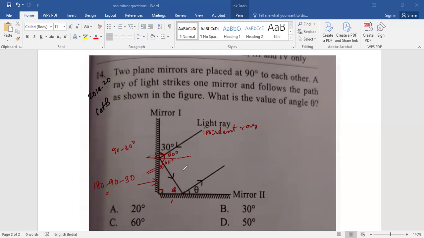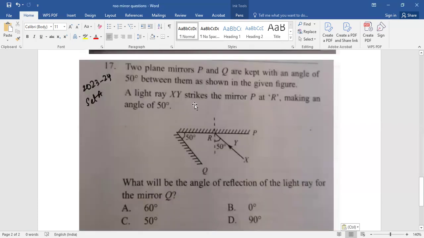Then what do we do? Again, we draw a normal here. So this is 60, so this becomes 30. If this is 30, then this becomes 30. Again, angle of incidence equals angle of reflection. And this is my normal. So this is 30, so this also becomes 60 degrees, which is 90 minus 30. So the answer for this is option C. This is how you do these questions. You have to first draw a normal, take this as 90 degrees, find the missing angles and then move from there.